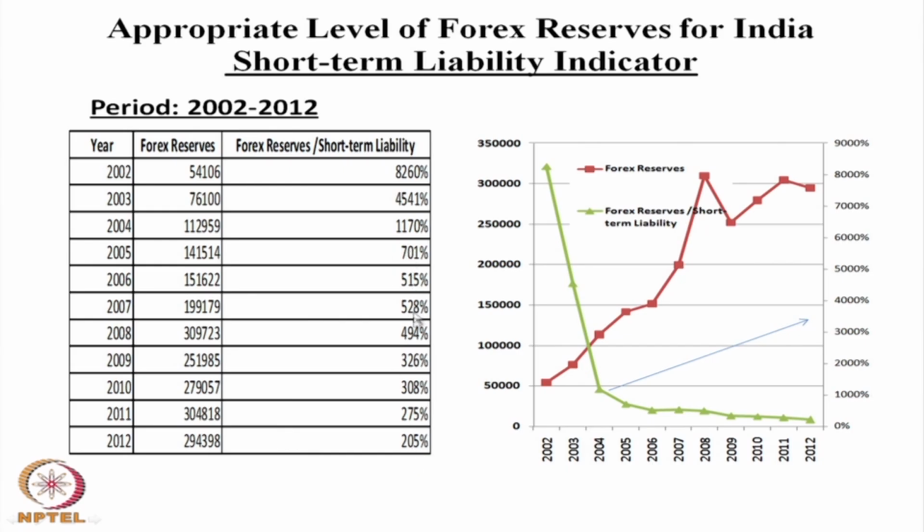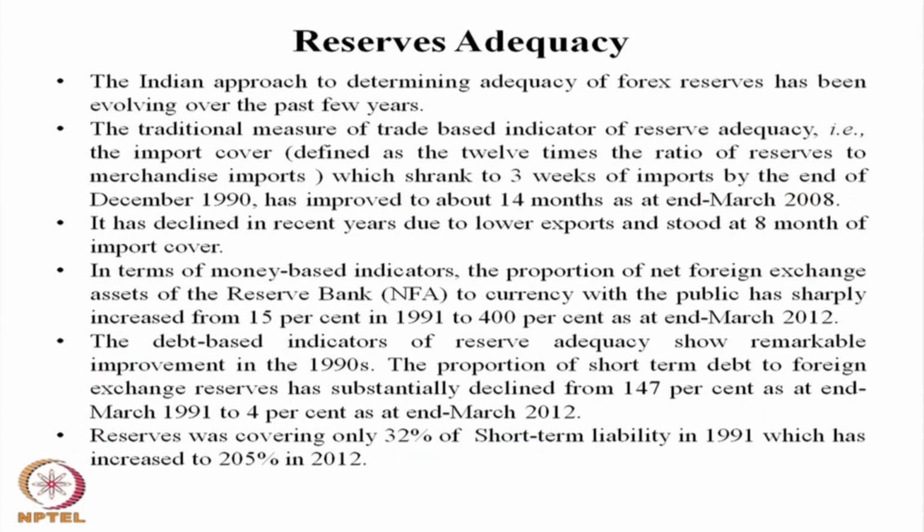However, it has been declining over the years, and this alarming situation has come in 2011-12 onwards, because we have twice the short term debt as reserve. So we have to increase our foreign exchange reserve further. And what is the reserve adequacy?